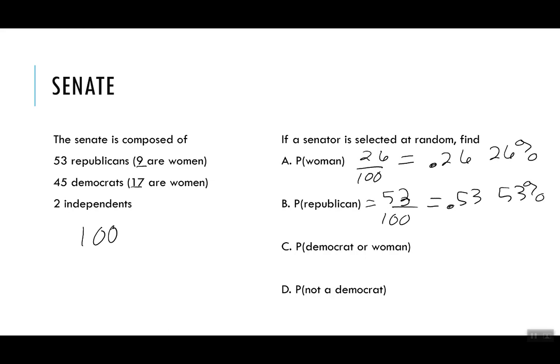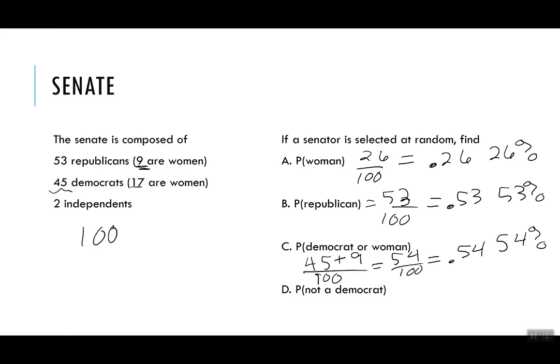A Democrat or a woman. Well, we have a couple ways to do this. We could start by saying, well, we know there's 45 Democrats, which included 17 women, but there's 9 more women that we can grab from the Republicans. Out of the 100 total senators, 45 plus 9 gives 54 over 100, 0.54, which is 54%.